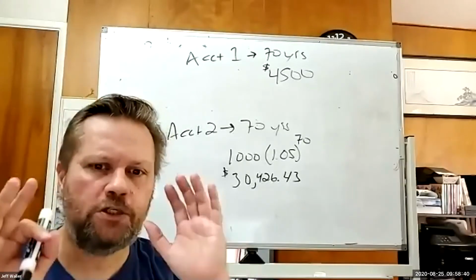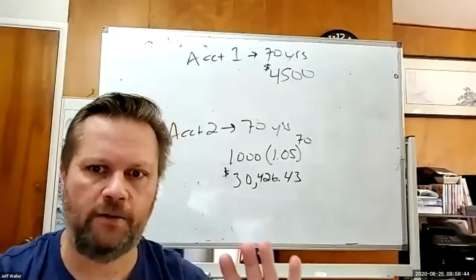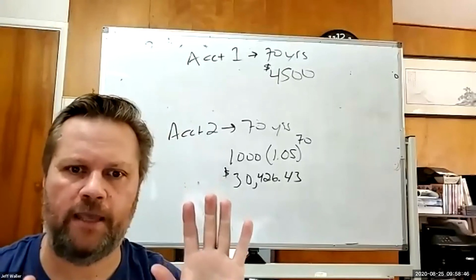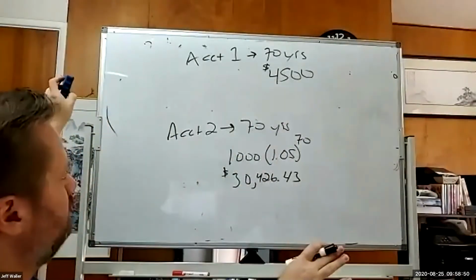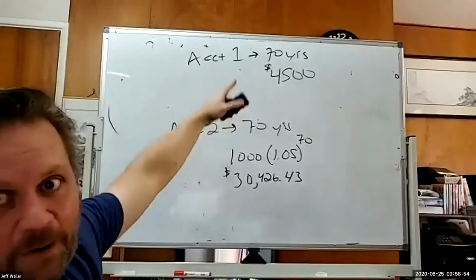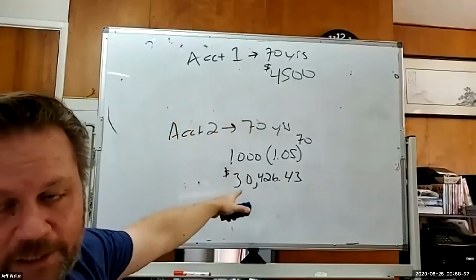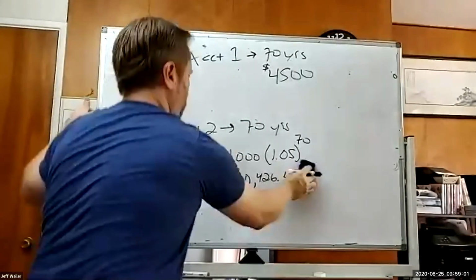So what is the general formula that we have now? Let me write down what the general formula is for any kind of account that's a compound interest. It's this. Has everybody got this? Is that an impressive difference? I mean, they both waited 70 years, and this guy made $25,000 more money, or more than that. Okay.